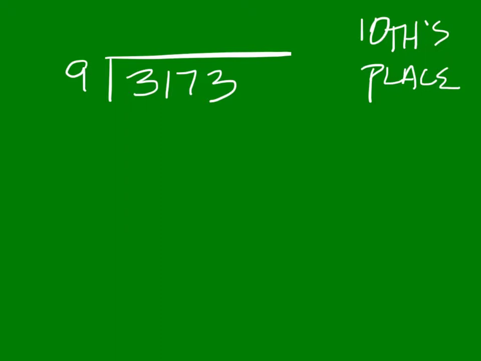Right, 9 won't go into 3, so we have to see if it'll go into 31. How many times does it go into 31? 3 times. And what is 9 times 3? 27. What's left over? 4. What do I do next?